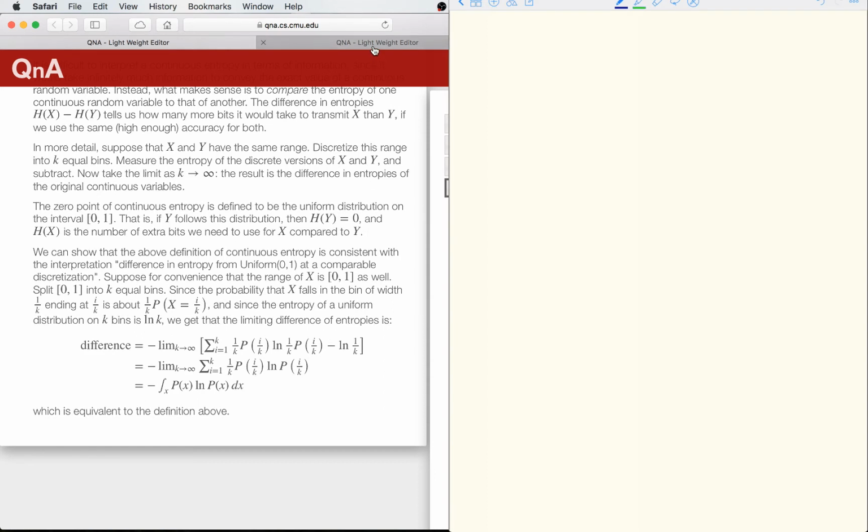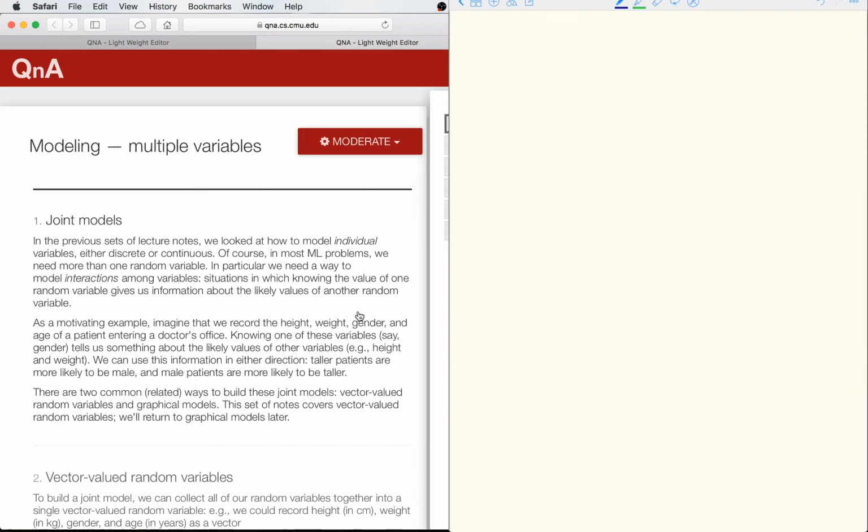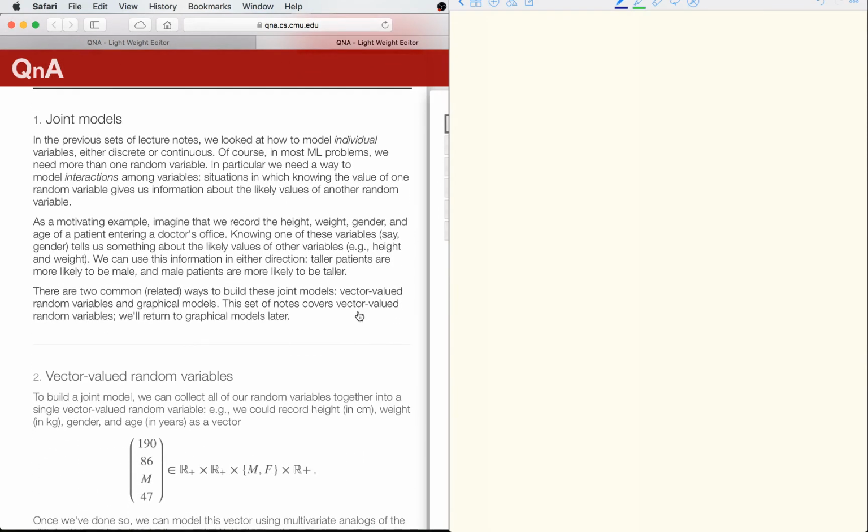All right, so let's switch to the next set of lecture notes. So this is about making a model, a joint model of multiple random variables.